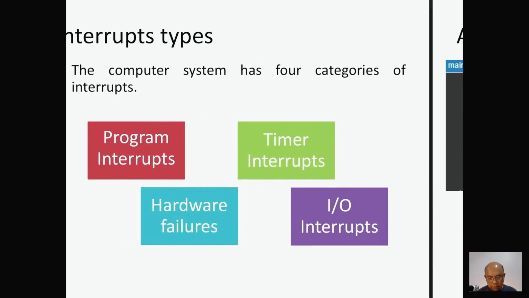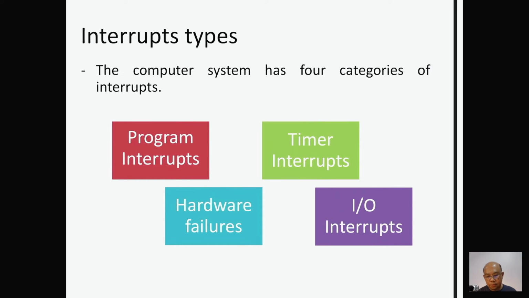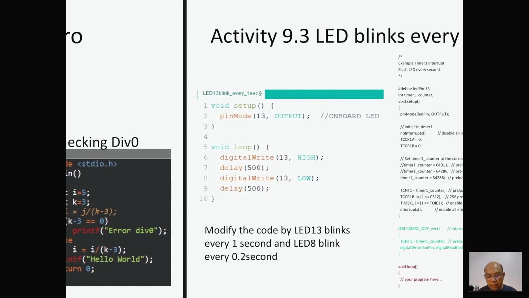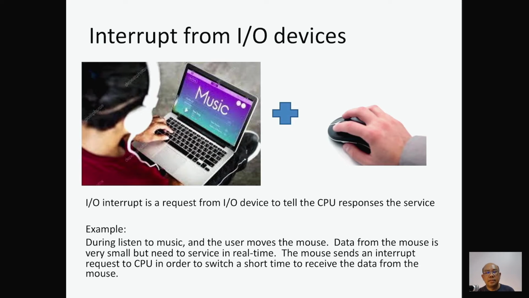And the fourth is the I/O interrupt. What is the I/O interrupt? The I/O interrupt is an interrupt from an input, output, or external device. For example, a user listens to music. While listening to music, he moves the mouse. When he moves the mouse, it sends data to the computer. The mouse sends an interrupt signal to the computer.